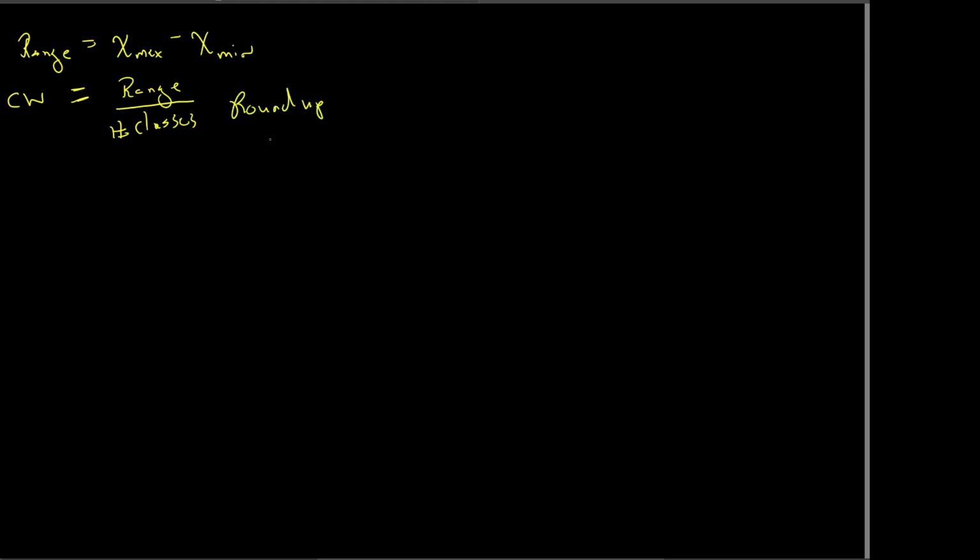And so class width was we take the range of the data. So we take the largest piece of data and we'd subtract the smallest piece of data. And that would give us the range. And the class width, which I'm just going to abbreviate as CW, was the range divided by the number of classes we wanted, or the number of bins. And then you always round up, so as you went through, your data would fit in.